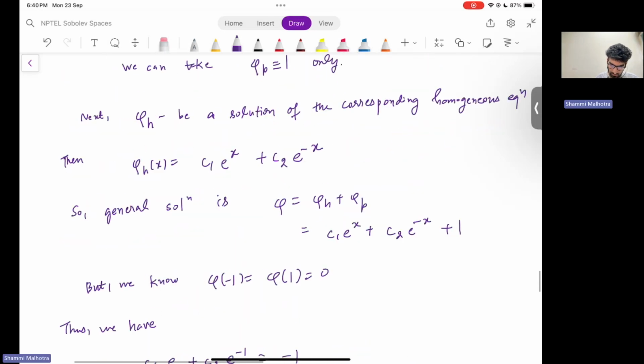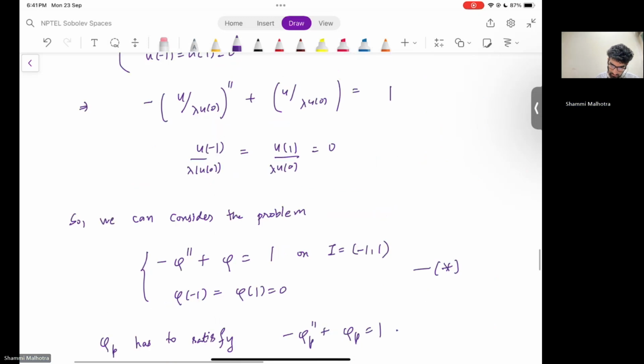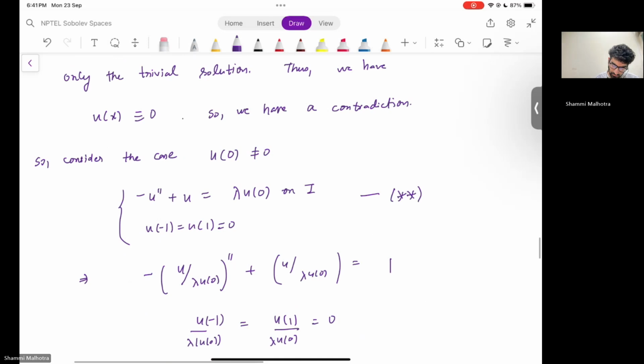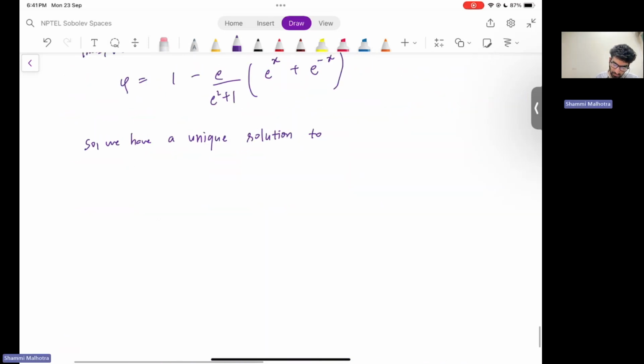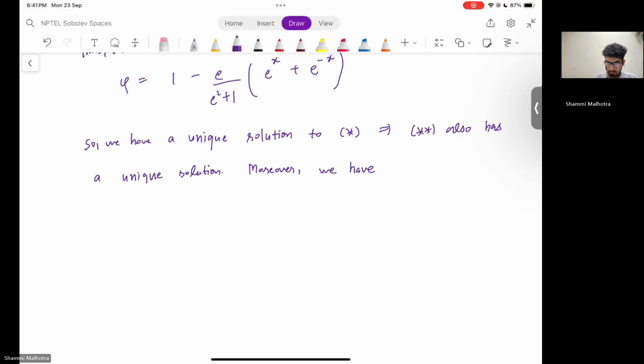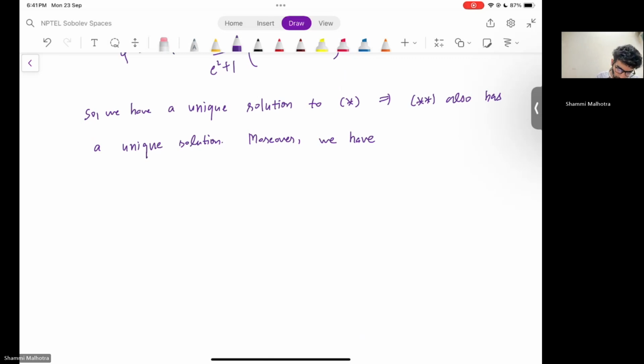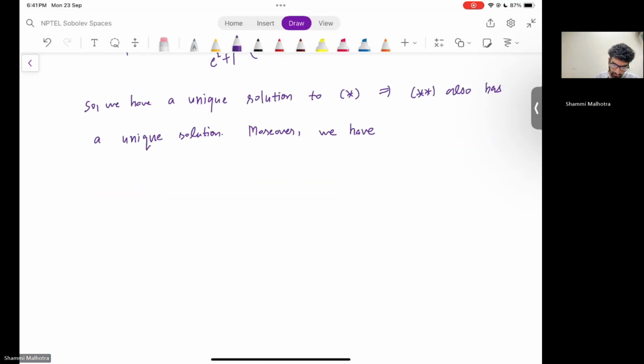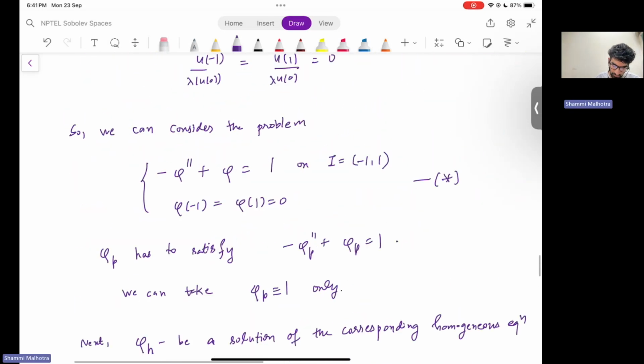So let's name some equations, let's say star, double star, and this implies double star also has a unique solution. Moreover, we have reduced this.